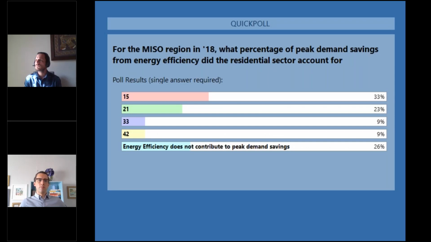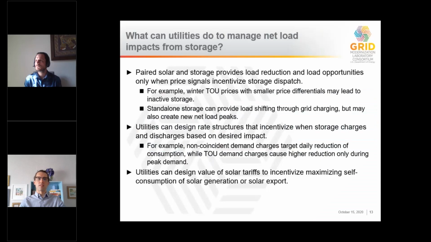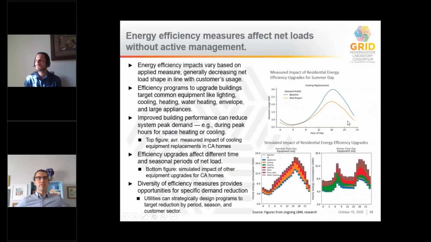Okay, great. So most of you said 15%. The correct answer is 42%. So 42% of incremental energy efficiency peak demand savings were from the residential sector, with a majority of the other savings from commercial and a small amount from industrial. So we'll talk about why that's important next. So let's go to the next slide. Or let's go down to energy efficiency.